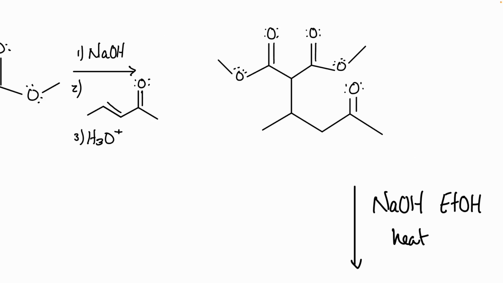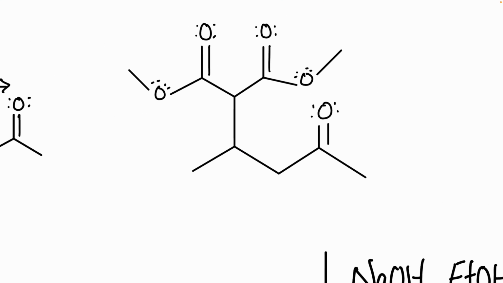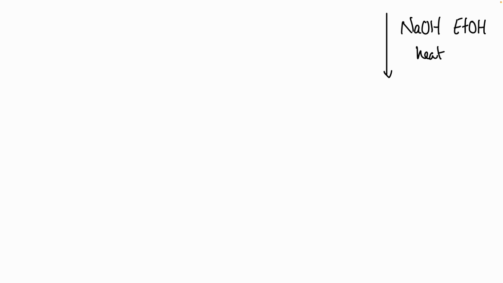All right, so here's my Michael addition product where I've added my nucleophilic alpha carbon to that electrophilic beta carbon, right? Losing that carbon-carbon double bond in the process. So now I got to take this product here. I'm just going to rewrite it actually, make my life easier. And we're going to do this Robinson annulation with it.